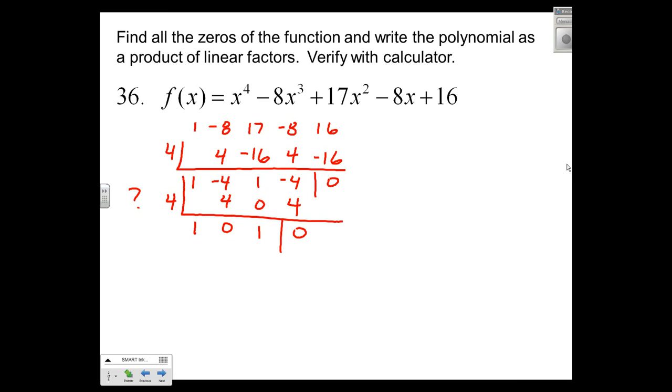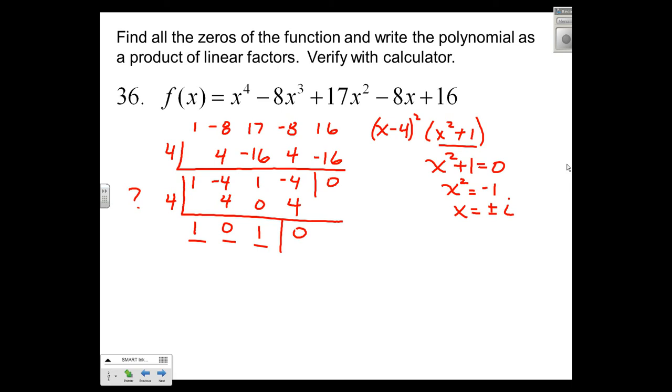So right now, I have this thing factored as x minus 4 squared, and I'm left with an x squared plus no x's plus 1. X squared plus 1. And I'd love to get this guy factored. But I can't factor the sum of perfect squares over real numbers. So what if I just said this? What if I said x squared plus 1 equals 0? We could quadratic formula that, but what a waste of time. X squared equals negative 1.